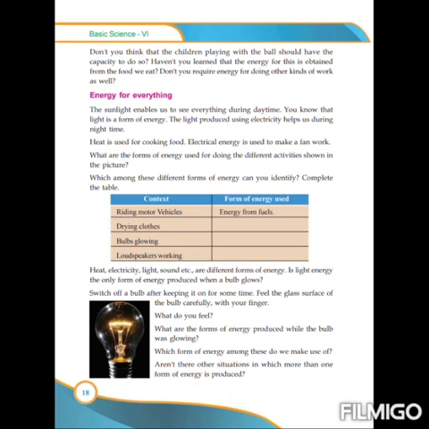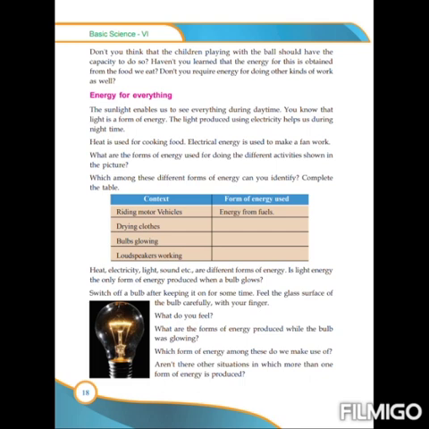Let us see. Switch off a bulb after keeping it on for some time. Feel the glass surface of the bulb carefully with your finger. So, after glowing the bulb for some time, switch off the bulb. Then feel the glass surface of the bulb with your finger. What do you feel? When you touch the glass surface of the bulb carefully with your finger, what did you feel? You will feel hot over the surface of the bulb. So which energy is produced there? Heat energy is produced there.